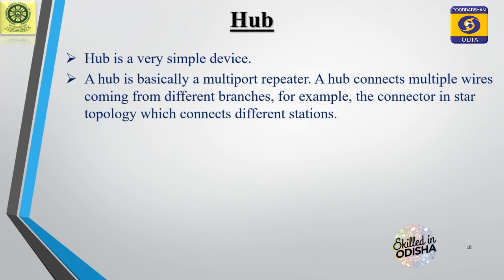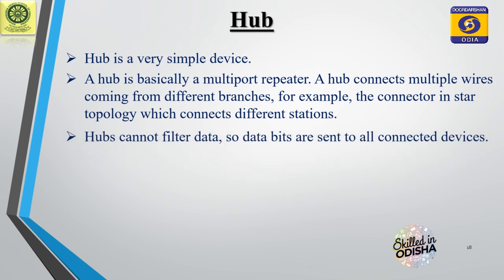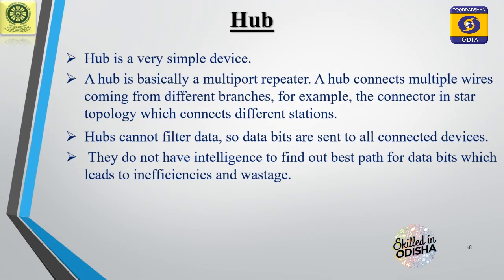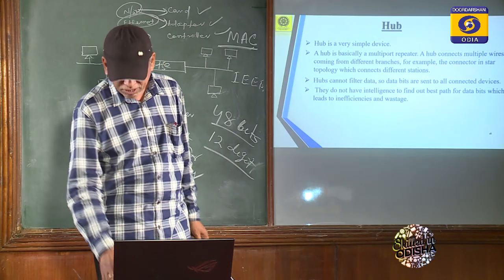A hub is basically multi-port. It contains a number of ports, 6 ports here, and it connects multiple wires coming from different branches, and you may put it in a star connection. The hub cannot filter the data; there is no filtration. Whatever data is sent, all data is transferred to all systems. They also do not have the intelligence to find the best path for data bits, which leads to inefficiency and wastage. There is no intelligence because no software is there.